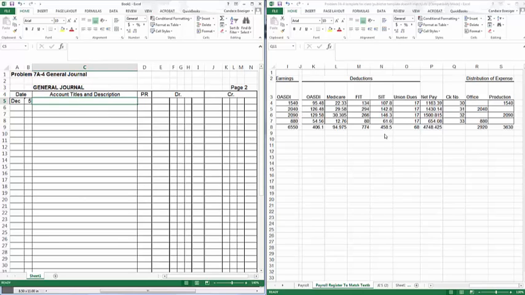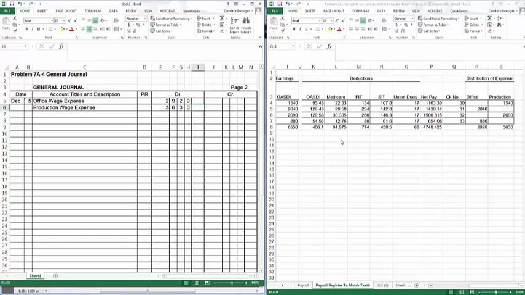So here I'm going to take office wage expense and production wage expense, and those are going to be my debits. Office wage expense of 20,920, and then production wage expense. This is the total amount that I would have paid my employees, but that's not the actual amount of their paychecks because we had stuff withheld.